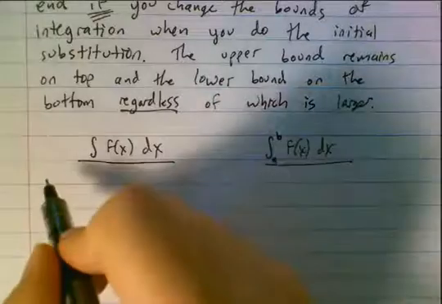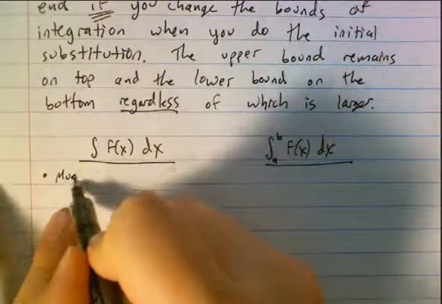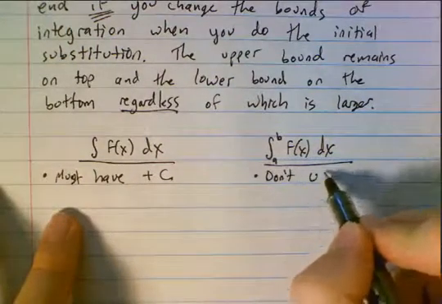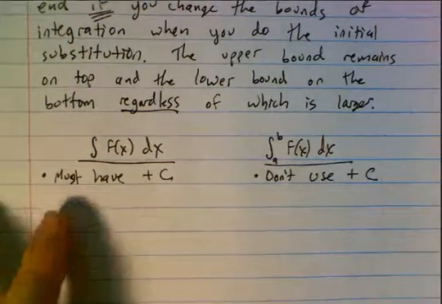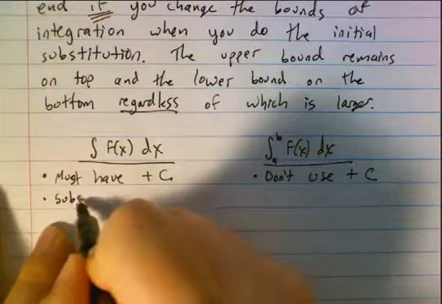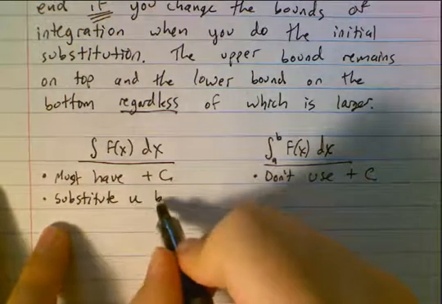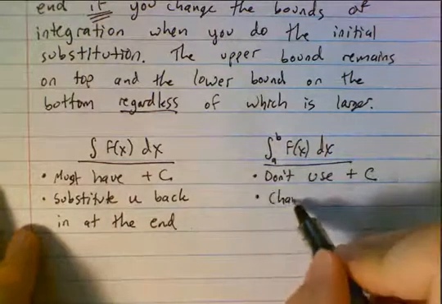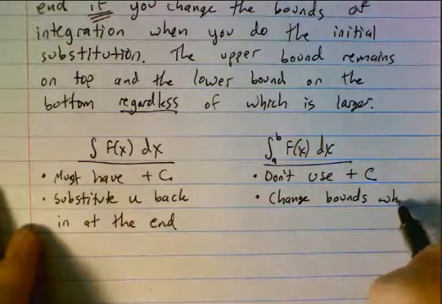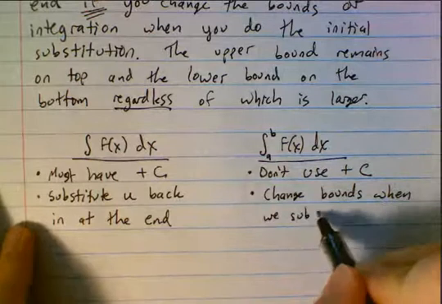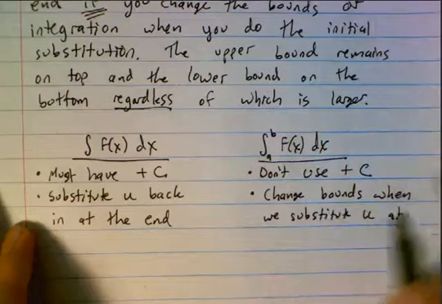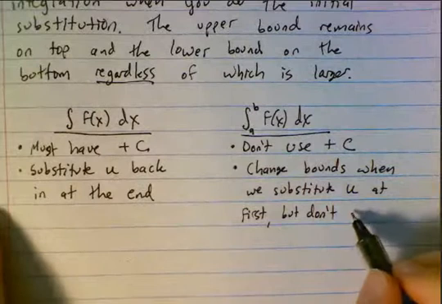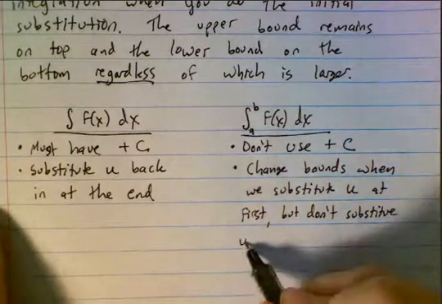And remember from yesterday, here we must have plus c, here we don't use it. Over here we substitute u back in at the end. Here we change bounds when we substitute u at first, but don't substitute u back in at the end.